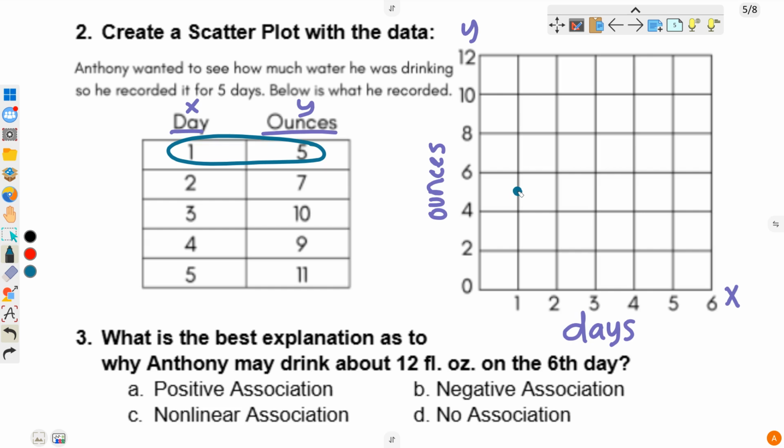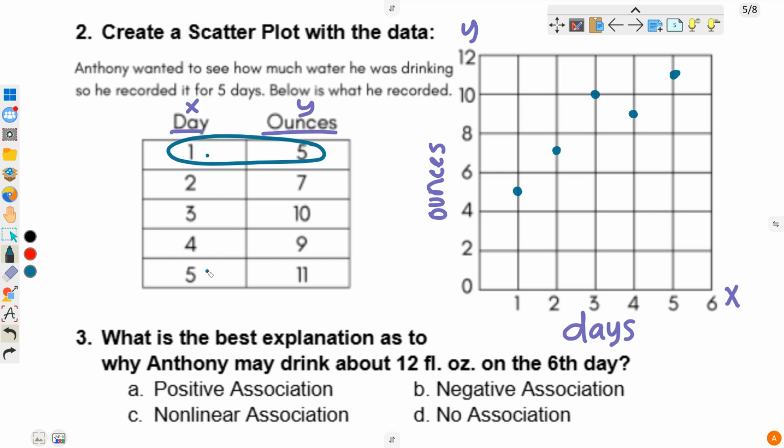All right? My next point, 2, I'm going to go up to 7, which is right between 6 and 8. My next point, 3 and 10. 4 and 9, right between 8 and 10. And then 5 and 11, right between 10 and 12. Okay? So now I have, let me just double check. 1, 2, 3, 4, 5 points. So I graphed them all on my scatter plot.